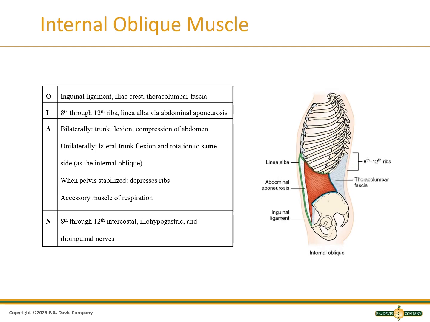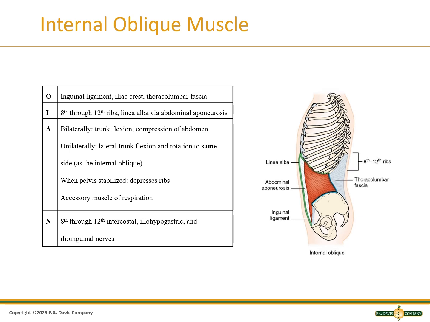Our internal obliques orient in the same direction as our internal intercostals, so that our internal obliques cause that same V with our external obliques that our internal and external intercostals caused. They originate on the inguinal ligament, the iliac crest, and the thoracolumbar fascia to insert on the 8th through 12th ribs, linea alba via the abdominal aponeurosis. When acting bilaterally, they're anterior muscles, so they cause trunk flexion and also contribute to compression of the abdomen for maintenance of the appropriate intra-abdominal pressure.